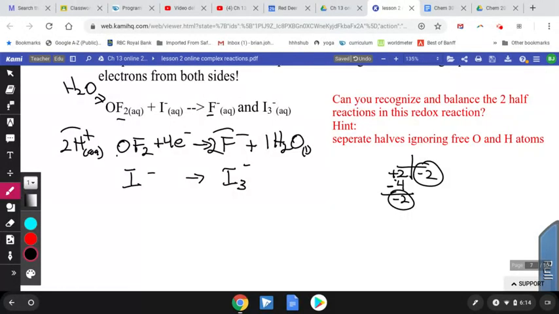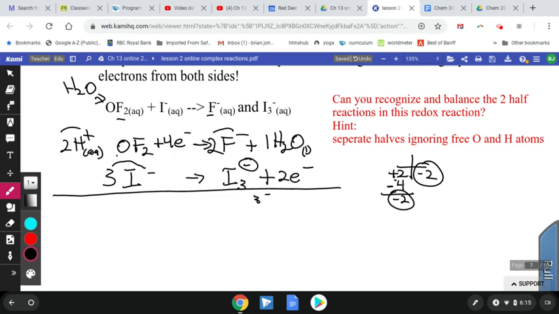Okay, second reaction. Balance all atoms other than oxygen and hydrogen: 3 and 3. We don't need to add any waters or hydrogen because this one's done other than charges. So we have 3 minus and 1 minus. Add to the more positive side. 2 more minuses gives me 3 minus to go with the 3 minus. So we're done.